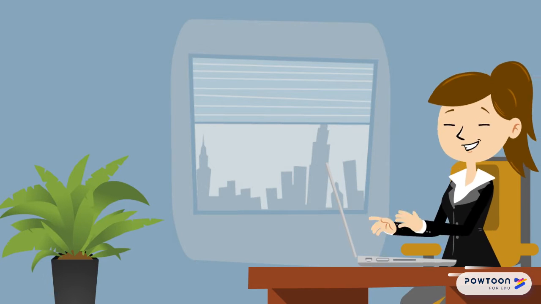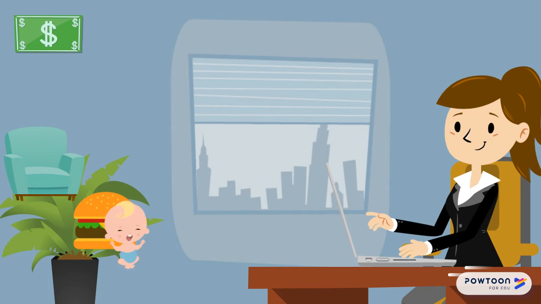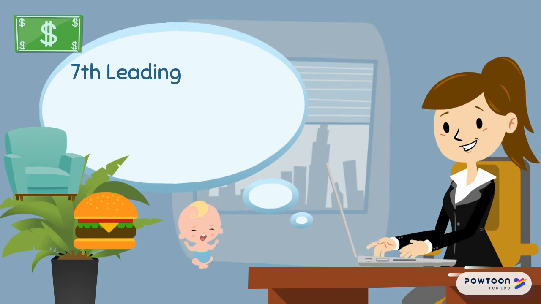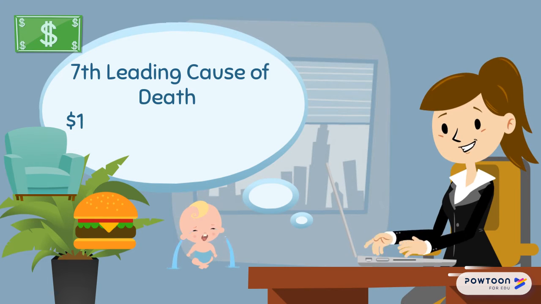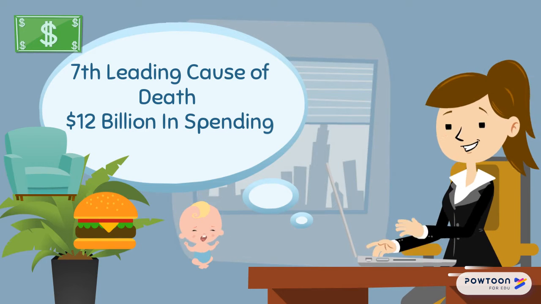Type 2 diabetes is considered a multifactorial disease due to the variety of socioeconomic, behavioral, and genetic risk factors that influence disease occurrence and progression. In Canada, type 2 diabetes is the seventh leading cause of death and costs the healthcare system over $12 billion a year.